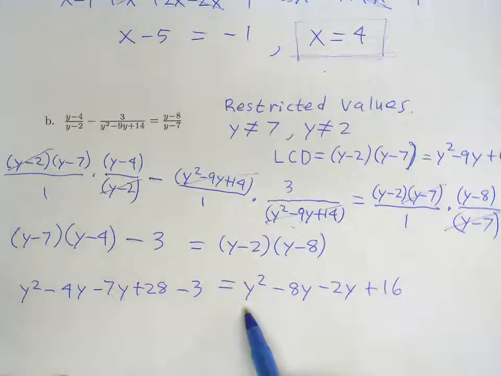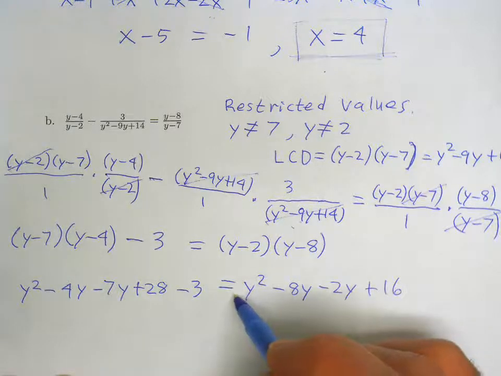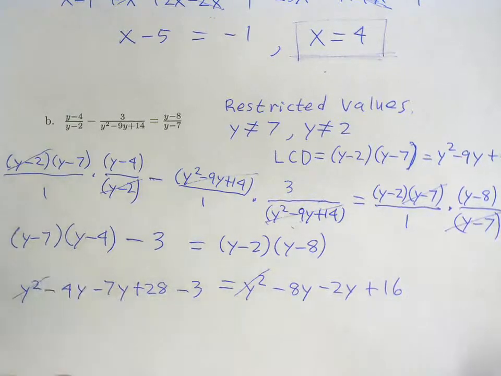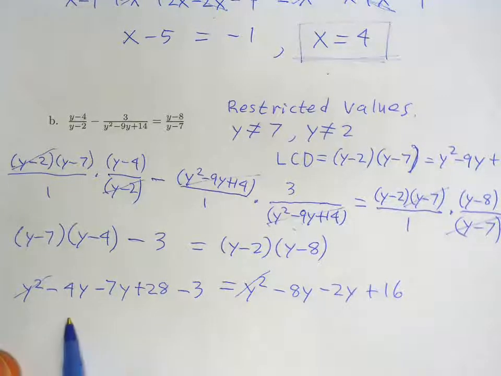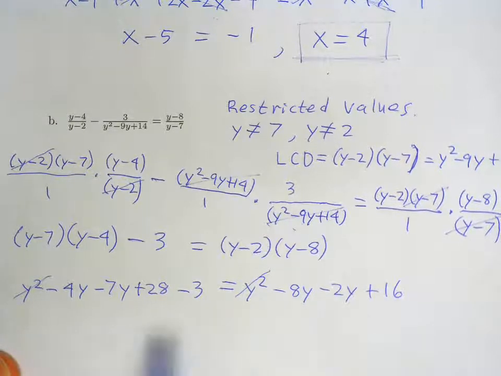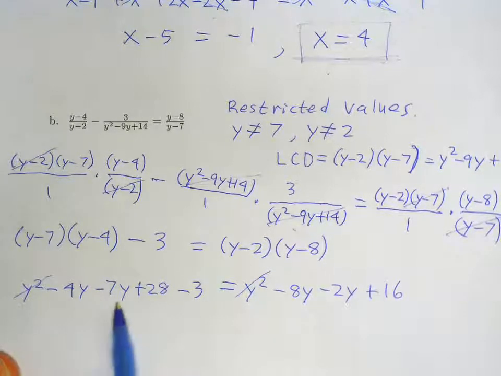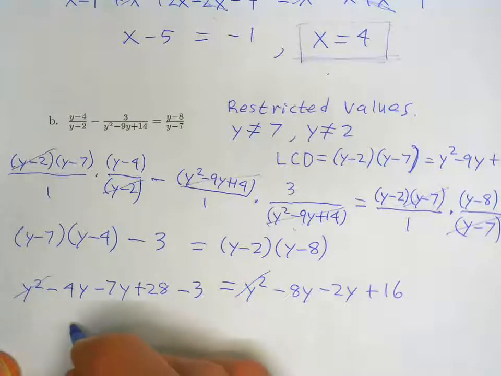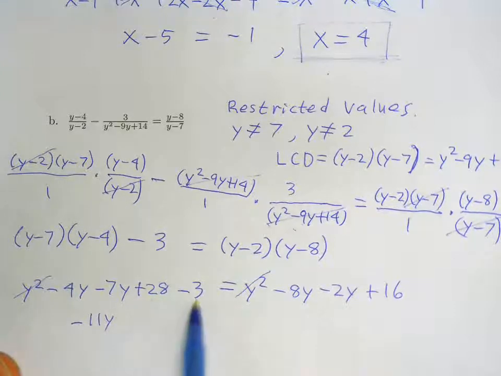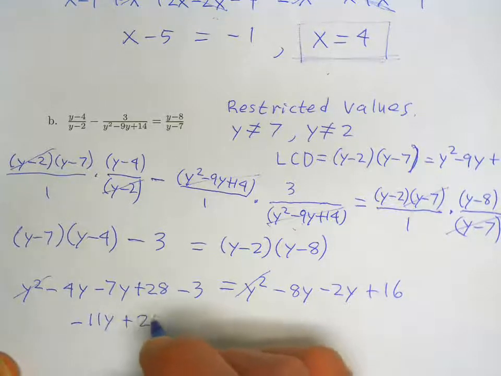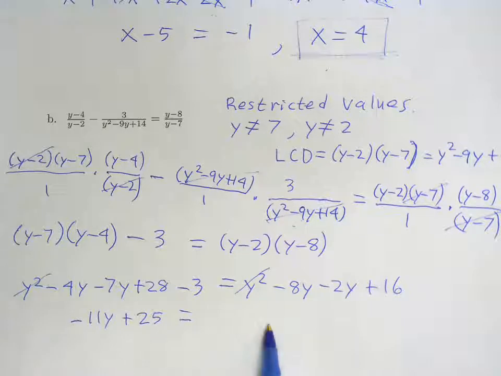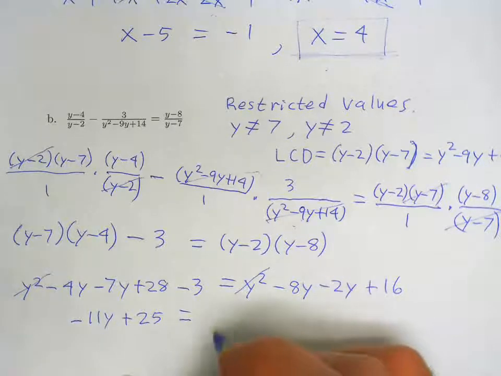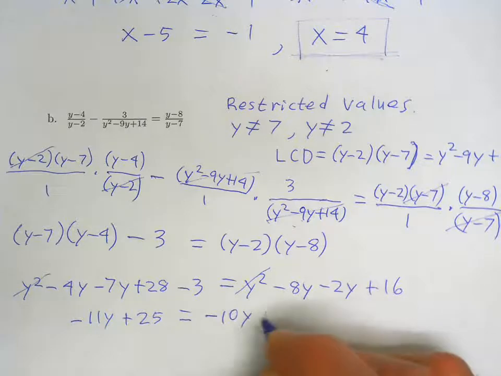Notice that both sides of the equation have y to the second. So when we subtract y to the second from both sides, those are eliminated. And let's just combine like terms on each side. On the left-hand side, minus 4y minus 7y is a total of negative 11y. And then plus 28 minus 3, that simplifies to plus 25. And then on the right-hand side, minus 8y minus 2y simplifies to negative 10y, and then plus 16.